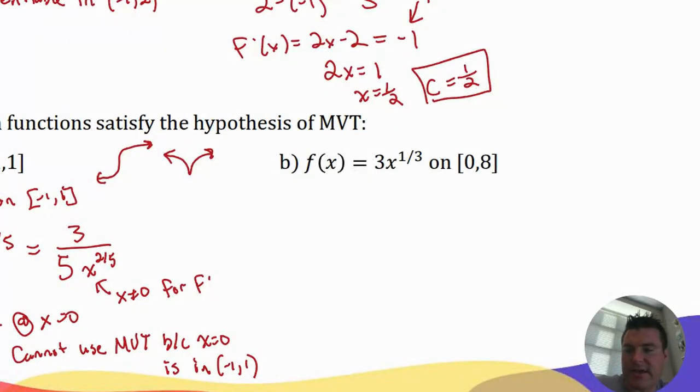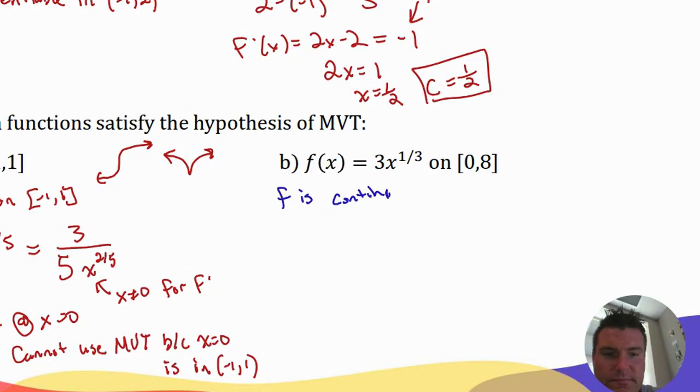Moving on here to our last problem. Again, we're going to be trying to verify the hypothesis for MVT here. This one's going to be continuous. I'm going to do this one in blue, so f is continuous. The differentiability one is going to be a little bit tricky, just like it was for the last one.